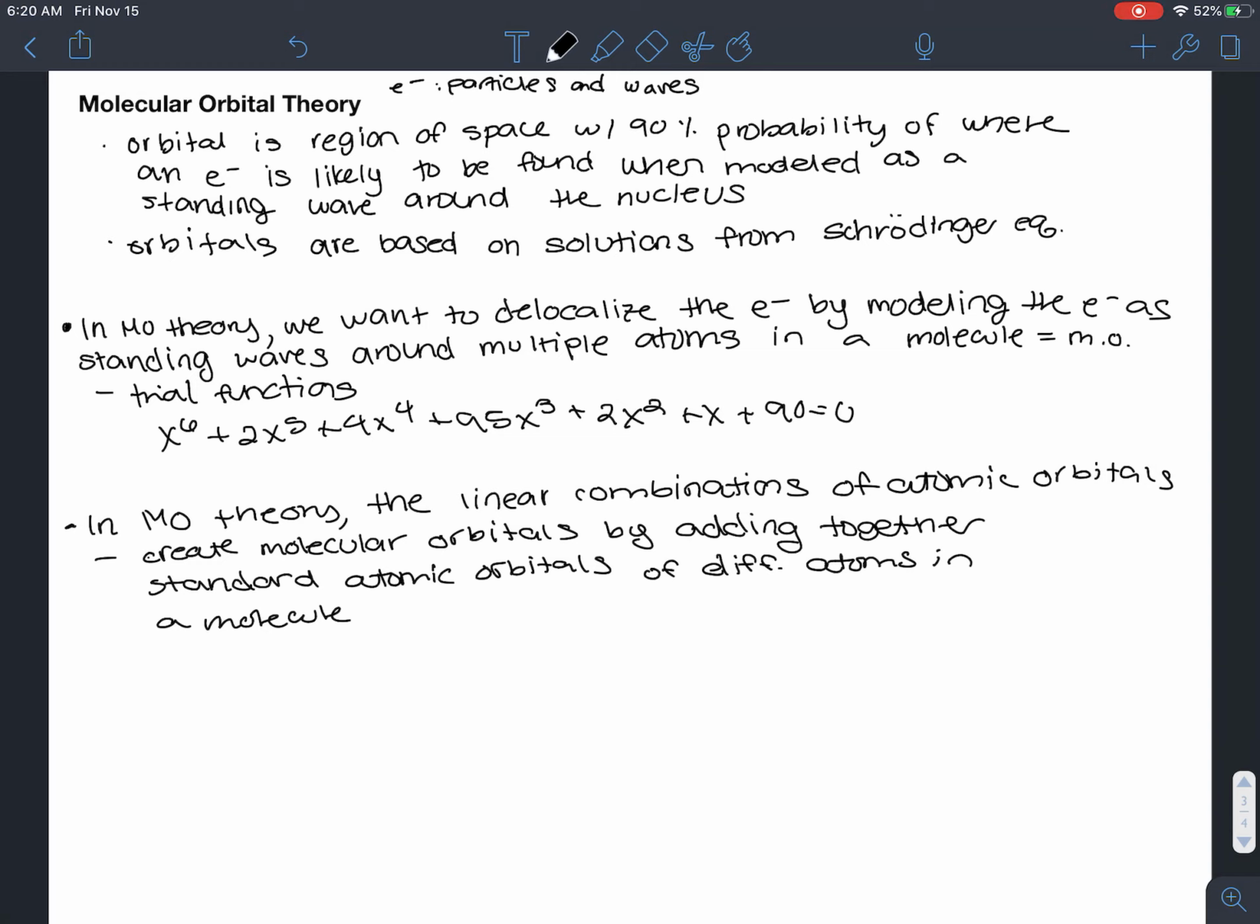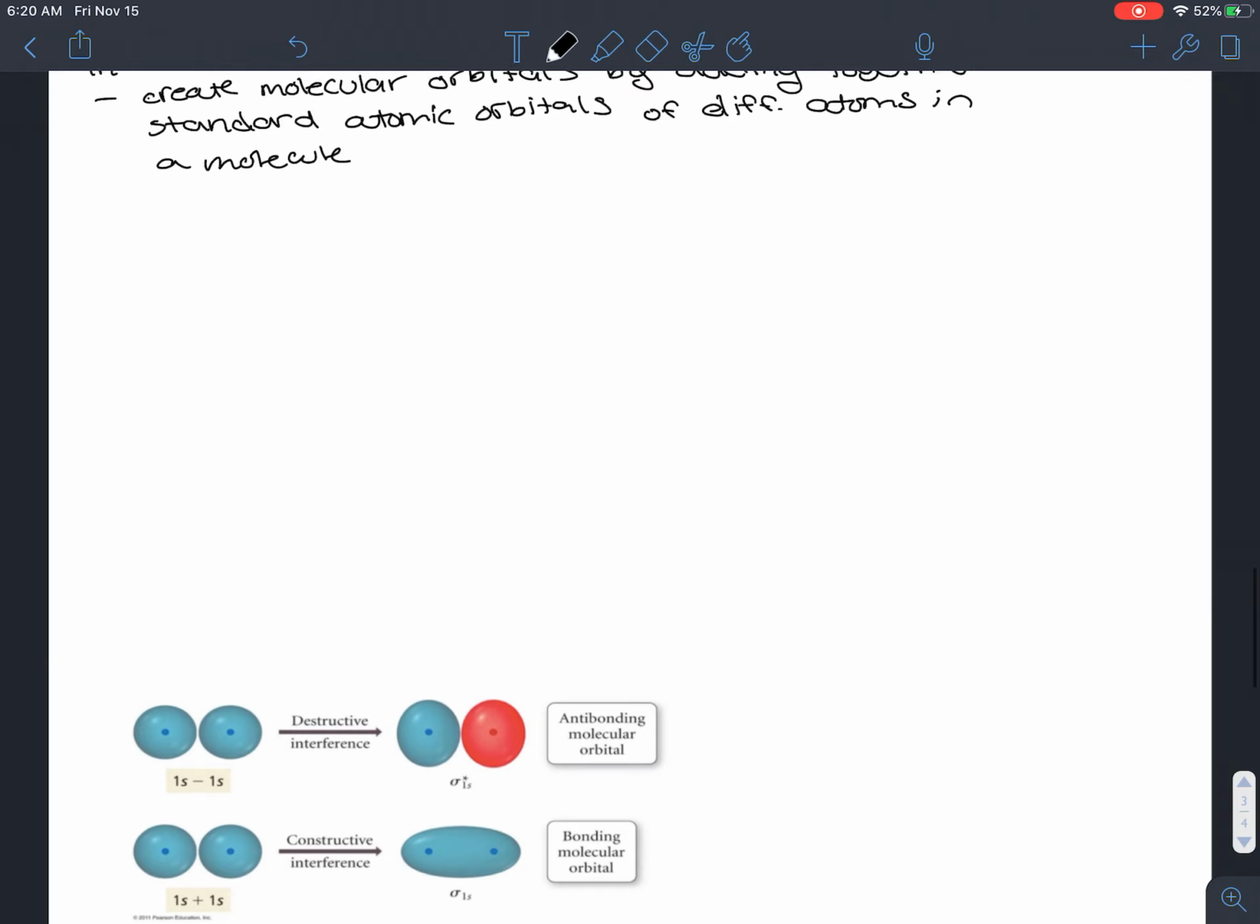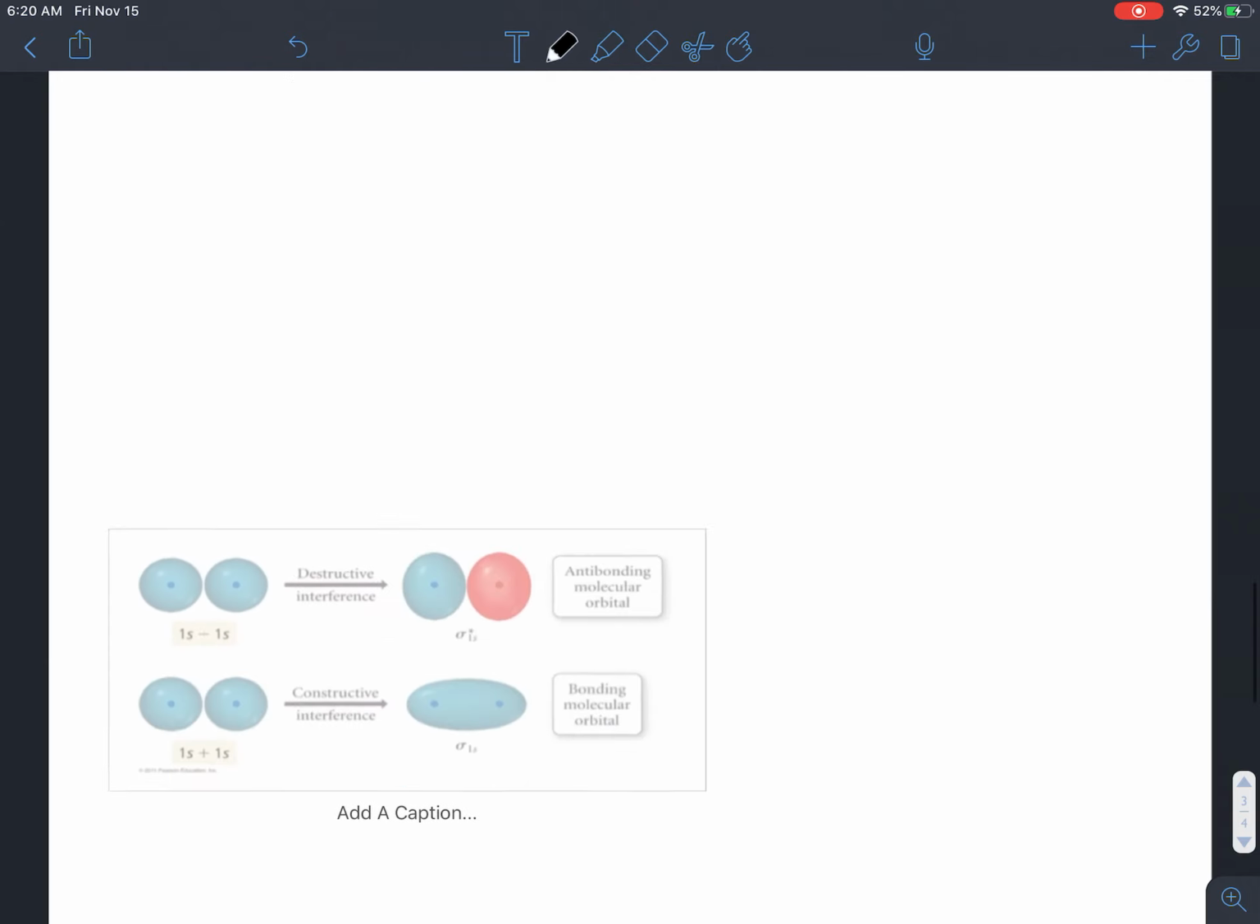So there's the difference. We know valence bond theory is creating hybrid atomic orbitals, combining standard atomic orbitals on a single atom, where the molecular orbital theory is based off of the linear combinations of atomic orbitals that come from adding together, not combining. There's the one already big difference. Valence bond theory is the overlap that shows you the bonding to give you the shape. This is adding together standard atomic orbitals from different atoms in a molecule.